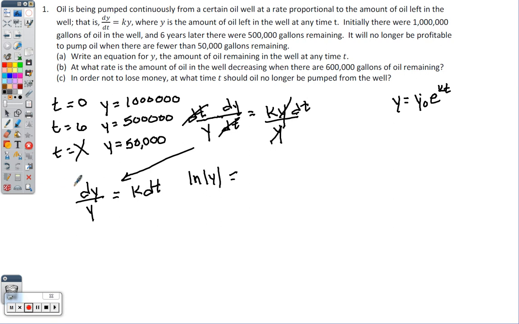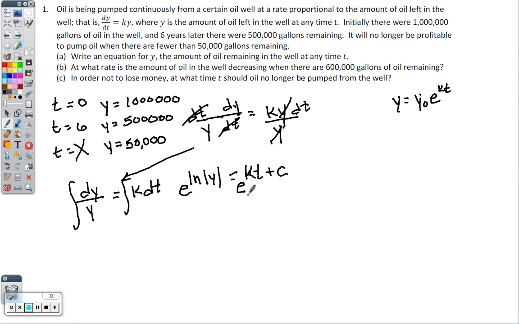Now we're going to integrate. And dy over y gives us natural log of the absolute value of y. And on this side, we get k, because k is just a constant that stays there, and the integral of dt is just t. And we need a plus c. We don't need a plus c on the other side, because we could just subtract it over here and get a different constant. So we don't need to worry about it, and you don't need to write that. They're reasonably intelligent. They can figure that part out.